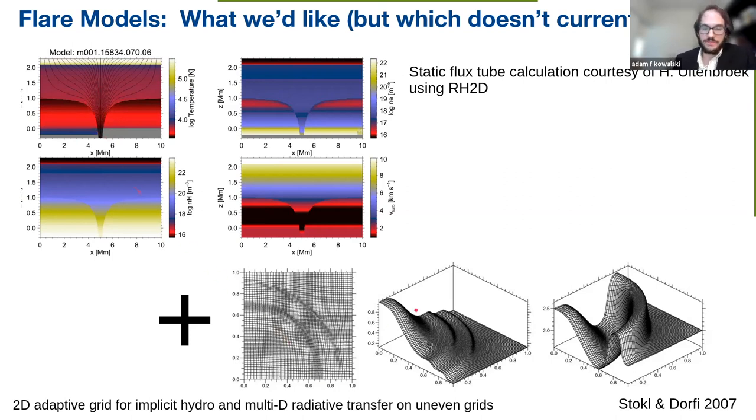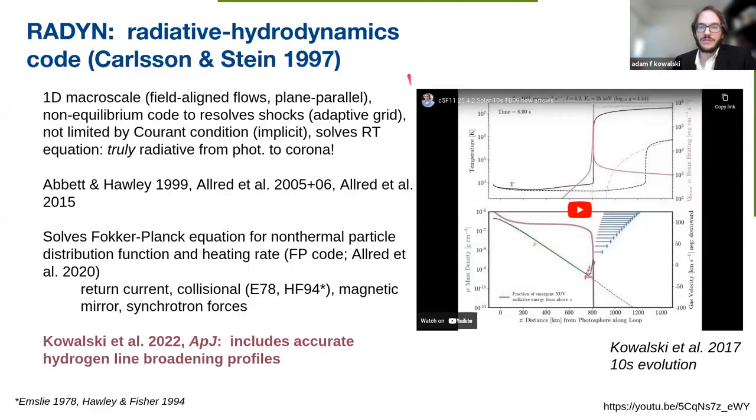And for this, I think the best path is something in the bottom where we have an implicit 2D adaptive grid that's from Stokel and Dorfy. But these two have not been merged together, and so we don't have such a capability yet to model the shock phenomena in multiple dimensions on the scales that are important for flares. But what we do have is a code that has been modified over several decades to study flares.